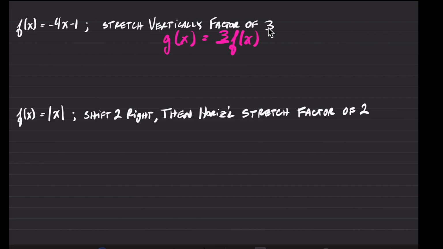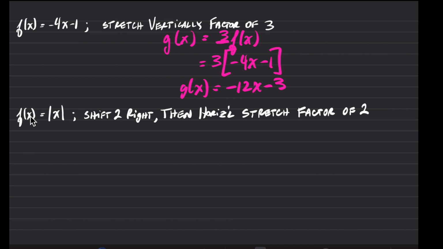So our g of x is going to be 3 times f of x. We're going to take our original f of x, which is right here, negative 4x minus 1, and multiply it by 3, and our g of x final is going to be negative 12x minus 3.